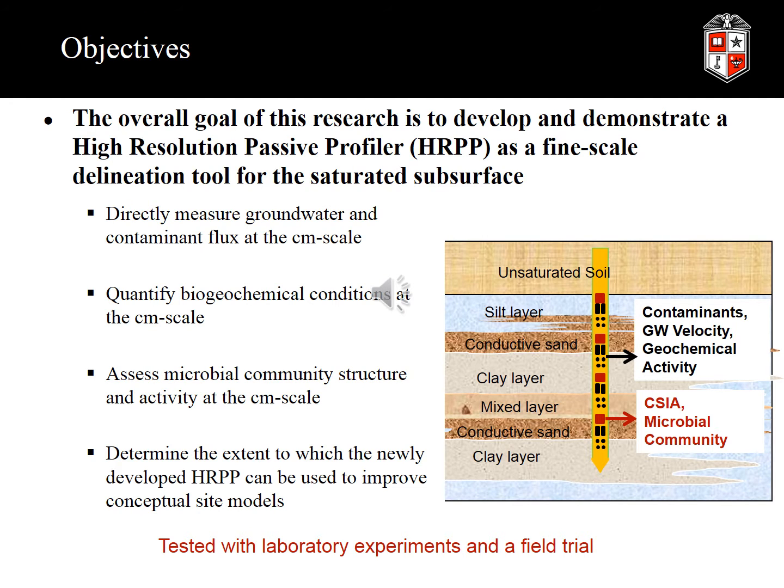The overall goal of this research was to develop and demonstrate a delineation tool for the saturated subsurface at high resolution. Specifically, we were to directly measure groundwater and contaminant flux at the centimeter scale, be able to quantify the biogeochemical conditions at the same scale, assess microbial community structure and activity using compound-specific isotope analysis of the chlorinated solvents, and determine the extent to which the high-resolution data could be used to improve site conceptual models.